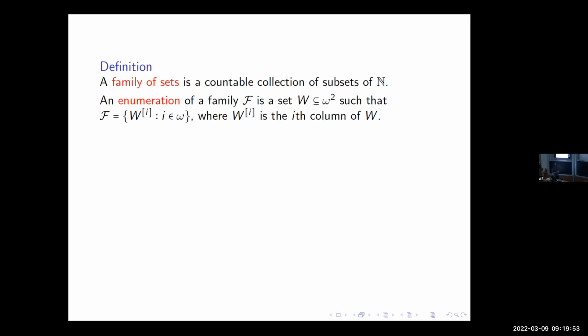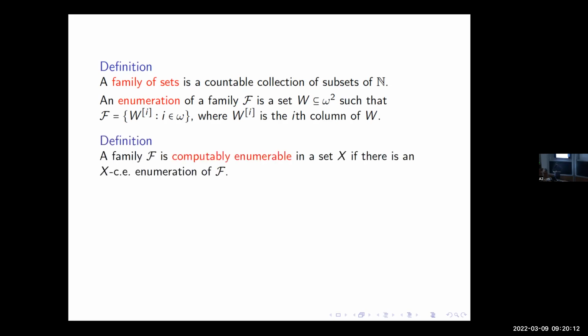So maybe more formally, an enumeration of the family is a set of pairs. So you're thinking of this as like a sequence of columns, and the family F should be the set of all the columns. Right, so you're giving a single list of all the sets in F. And then you'll say that it's computably enumerable from a set X if, computably in X, you can build an enumeration. Right, so what this is saying is that X can list out a bunch of sets, and by list out, I mean it can enumerate a bunch of sets uniformly. And those sets are the family.